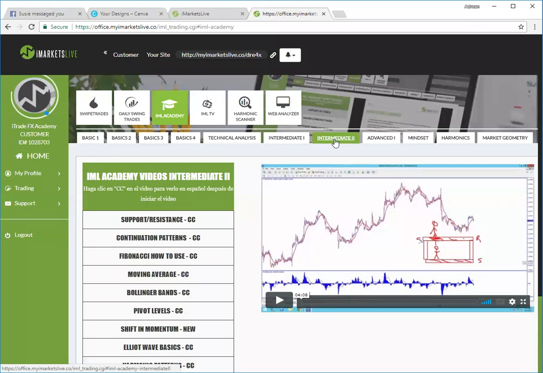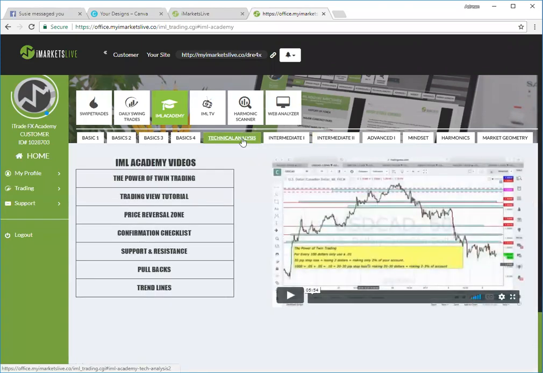Now, with intermediate two, there's going to be breakdown of, I would say more advanced technical analysis. Some of them are going to be advanced. Some of them are just going to be further analogies on what was covered in technical analysis. All right. So, we have support and resistance. We got pullbacks. We have trends. All right. Those are all important. Everything in technical analysis, I feel like, is important.